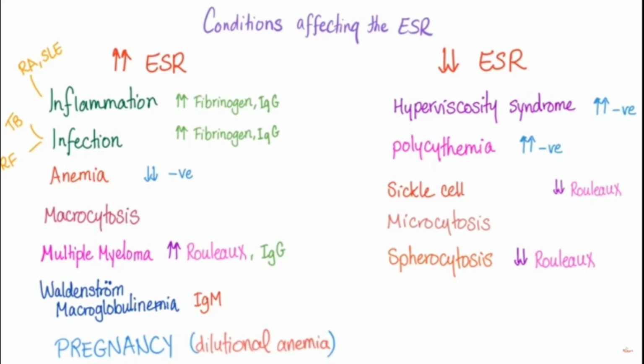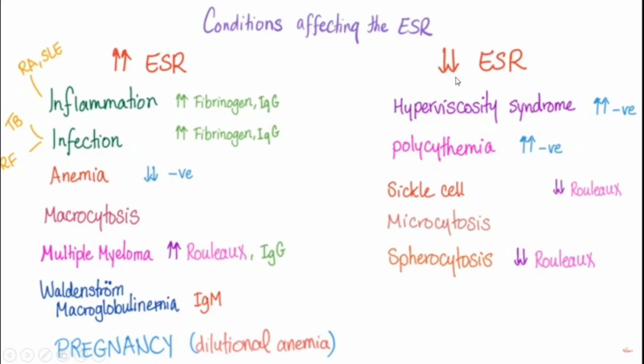In the case of pregnancy, because of the dilutional anemia, there will be a decrease in the number of red blood cells, so less negative charge, more stacking or piling up of the RBCs on each other, so there will be a higher ESR value.